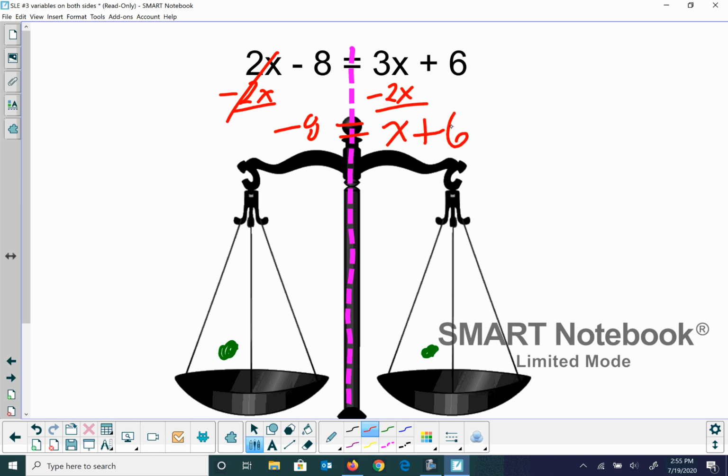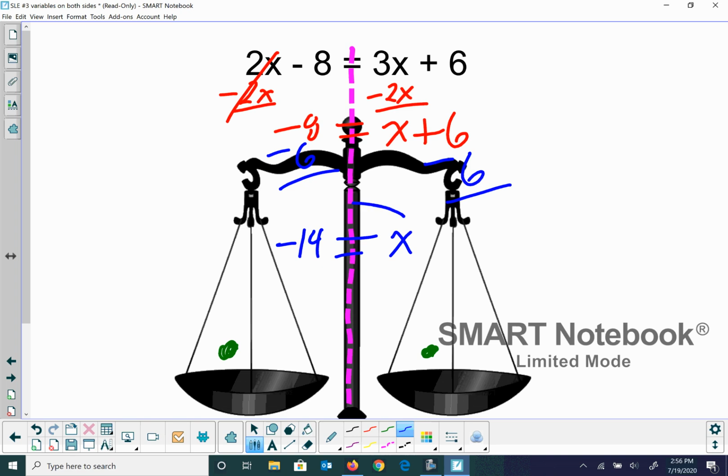Remember, if x is by itself, it's a 1 in front of it. And then I'm going to subtract 6 from both sides because it's a positive 6. So I'm going to get negative 8, negative 6. See, something that costs $8, something that costs $6. How much are you going to owe? You're going to owe 14.